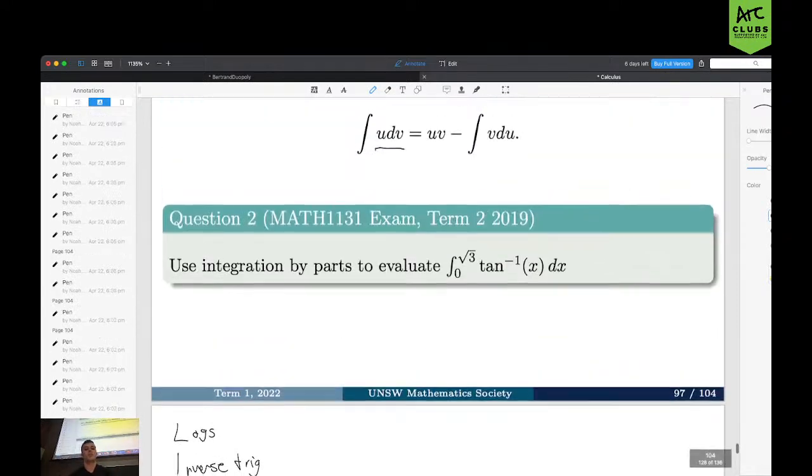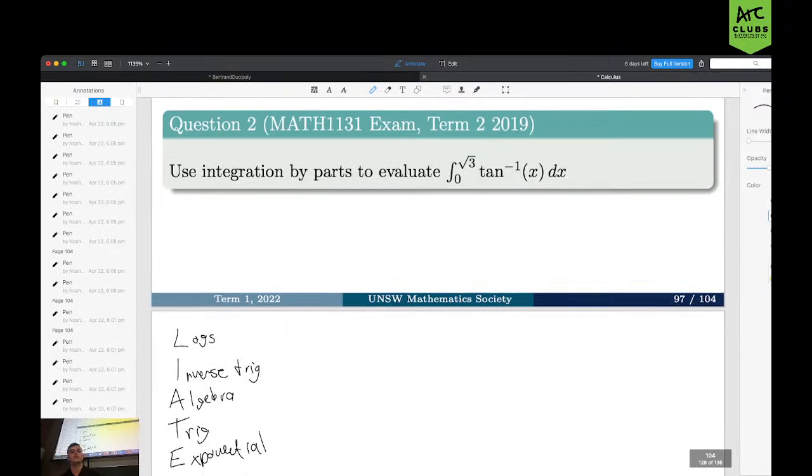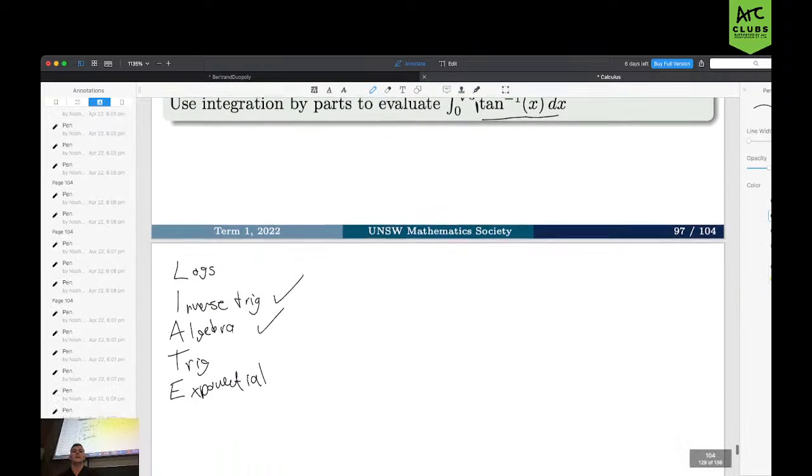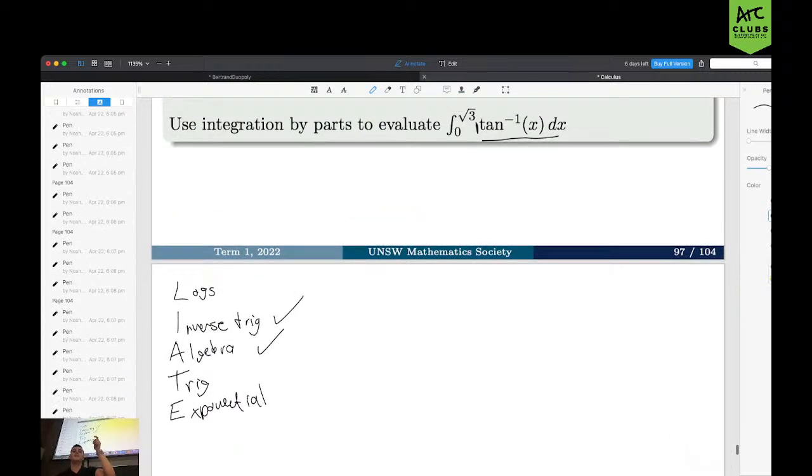Okay, so what have we got here? Well, we have inverse trig, and we only have inverse trig. But technically we actually have something else. That's really 1 times tan inverse of x, so technically you have algebra as well. Now why did I do that? Basically u is whatever the highest one was. So u is going to be equal to tan inverse of x.